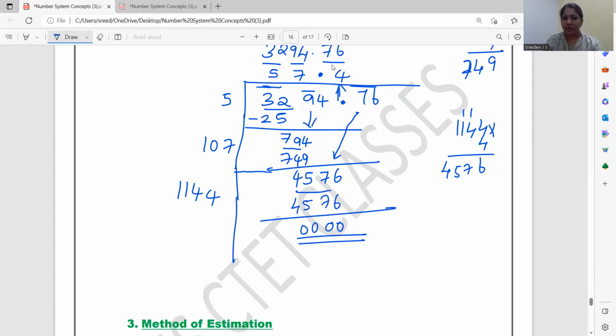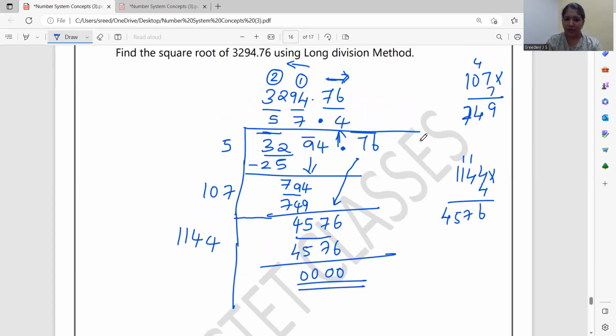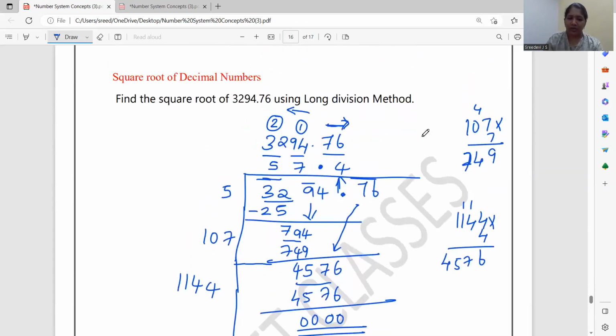So here, the decimal, whichever place it is, accordingly you can put. So you can understand the square root of 3294.76 is equal to 57.4.